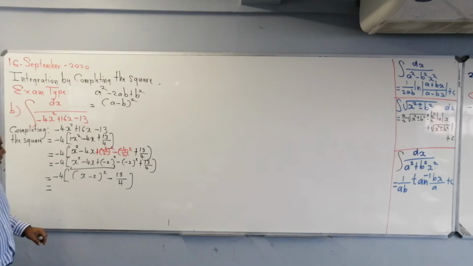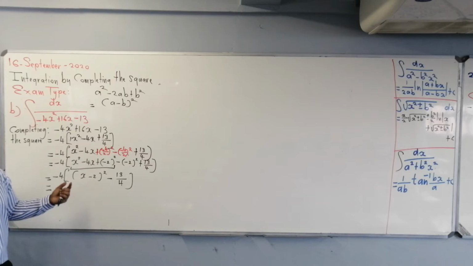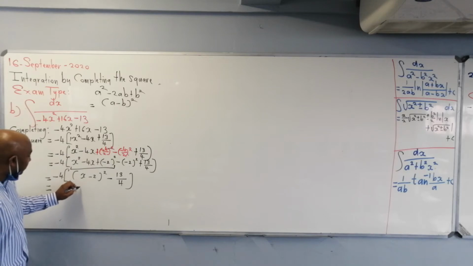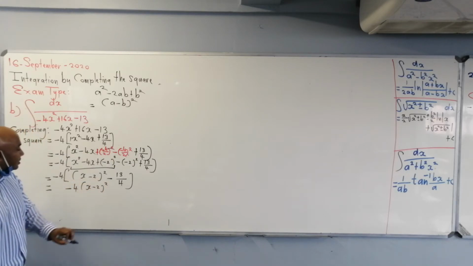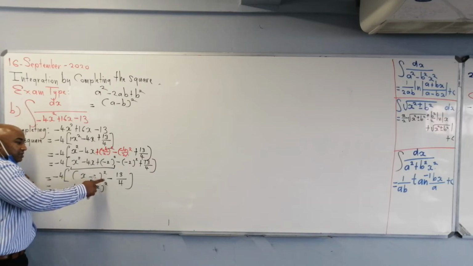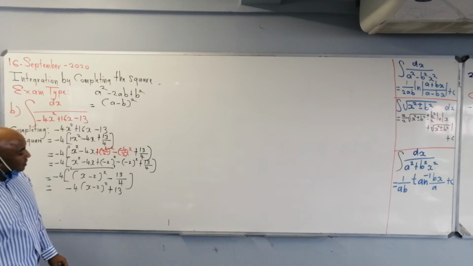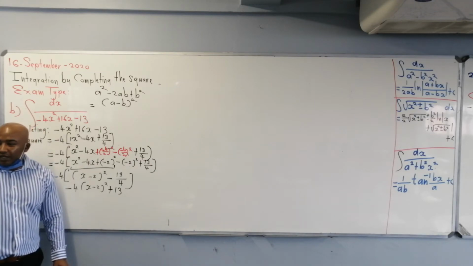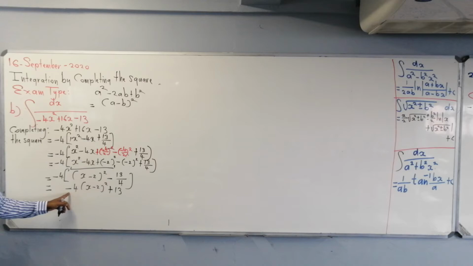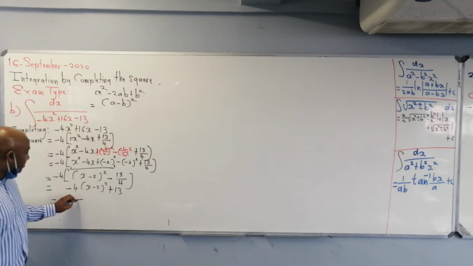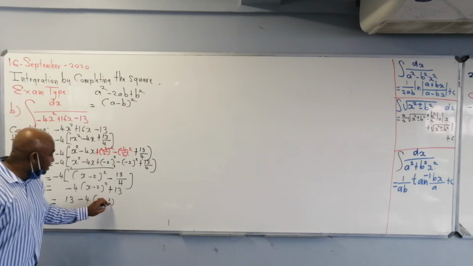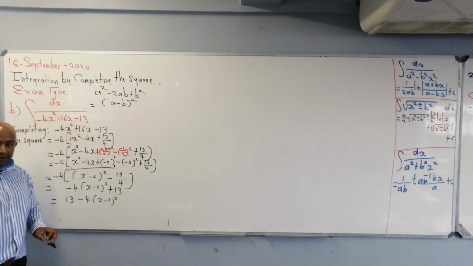Alright, so now let's multiply the constant back inside. So minus 4 times term 1 is minus 4 times x minus 2 all squared. Minus 4 times the minus 13 over 4 will be a positive 13. Now, there is no formula that will start with a negative. So, you swap. So that's going to be 13 minus 4 times x minus 2 all squared.